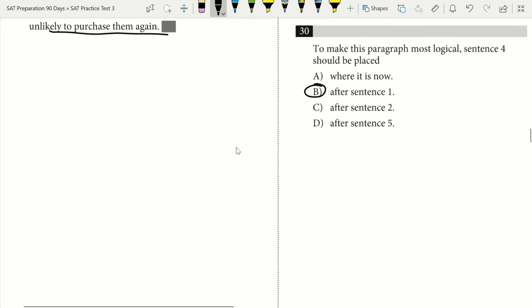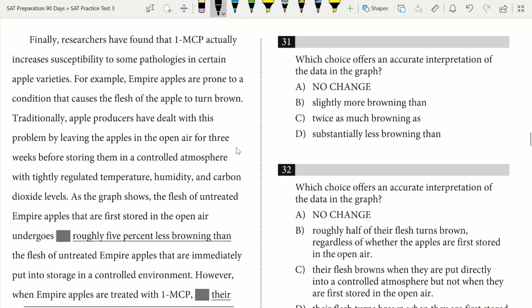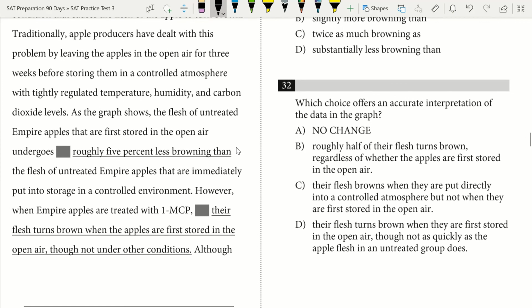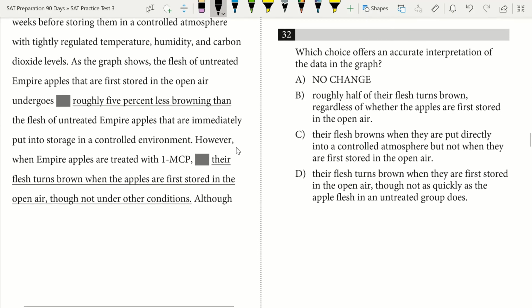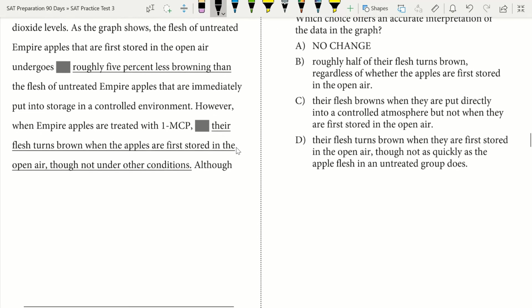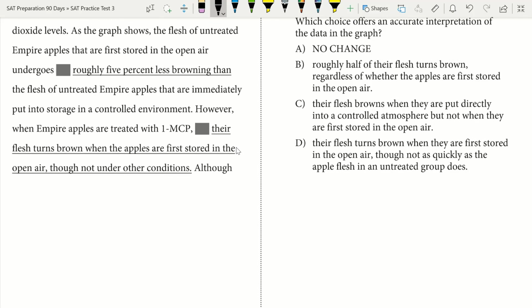All right, I already answered 30. So now I'm down here. Finally, researchers have found that 1-MCP actually increases susceptibility to some pathologies in certain apple varieties. For example, Empire apples are prone to a condition that causes the flesh of the apple to turn brown. Traditionally, apple producers have dealt with this problem by leaving the apples in the open air for 3 weeks before storing them in a controlled atmosphere with tightly regulated temperature, humidity, and carbon dioxide levels. As the graph shows, the flesh of untreated Empire apples that are first stored in the open air undergoes.